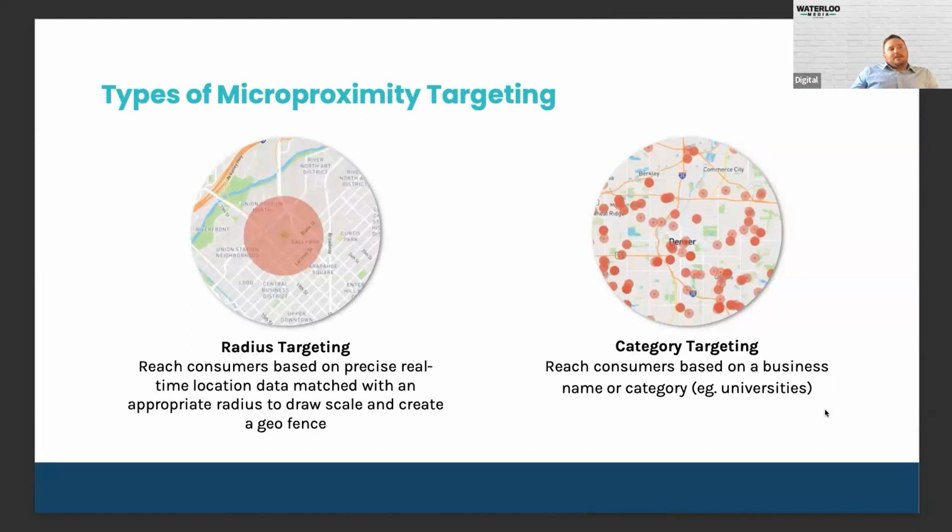So there are two different ways we can target through micro proximity. We can either do a radius around a location, say 10 miles from our store, so we want to hit everybody who's on their device within 10 miles of our store. We can target them in real time, or we can utilize category targeting, similar to our device ID targeting, where we can target universities in real time. So people who are sitting and waiting around in class, or in class and on their phone, we can target them as well. So we can create those two different types of targeting options.